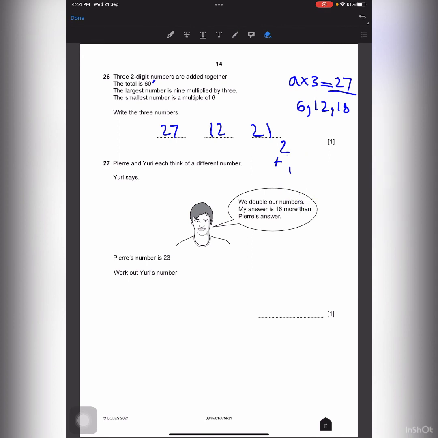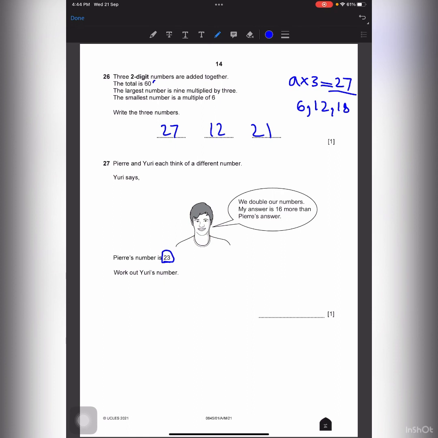Now, next question. So Perry and Yuri each think of different numbers. Yuri says, we double our number. My answer is 16 more than Perry's number. Perry's number is 23. So we have to work out this person's number now.